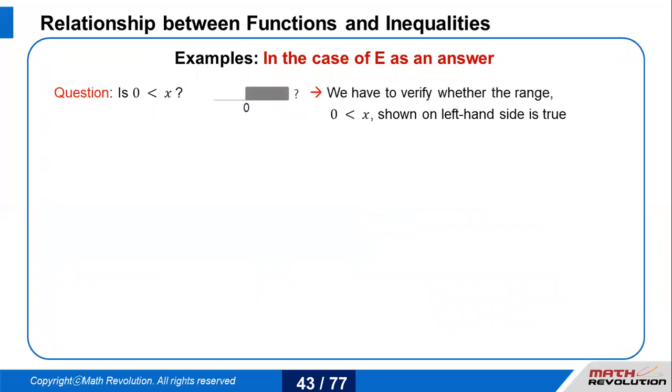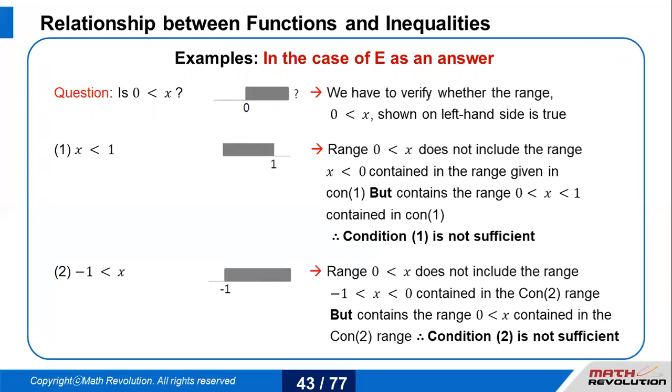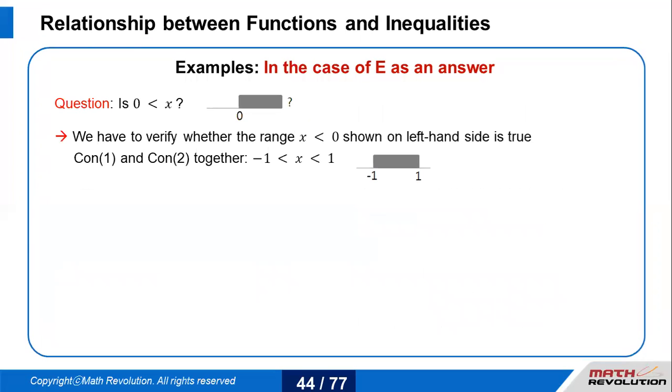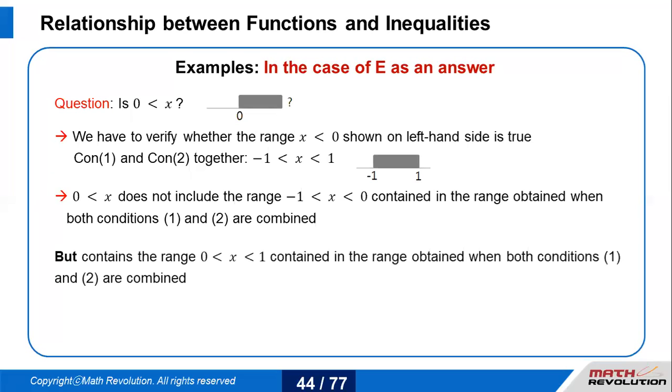How about this? Is 0 less than X? X is less than 1. So X is already greater than 0. X is less than 1, it's not included. It doesn't follow. Condition 2, X is greater than minus 1. It may not be greater than 0. It may still be negative. So both of the conditions are not included, and hence the answer for this will be E.